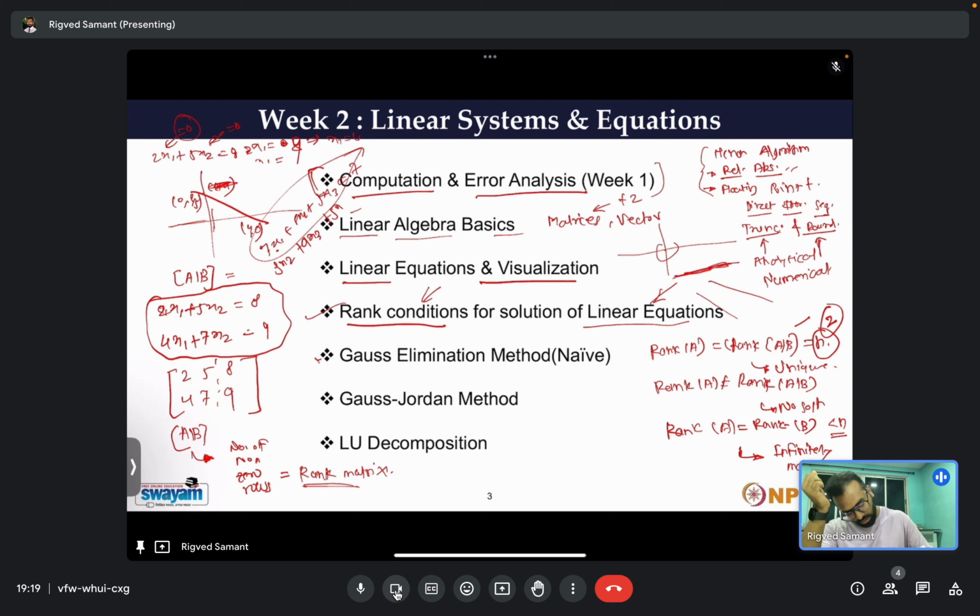So in Gauss elimination, Gauss-Jordan method and LU decomposition method we saw, in Gauss elimination we just saw naive Gauss elimination. At the end, have you guys completed the video lectures?